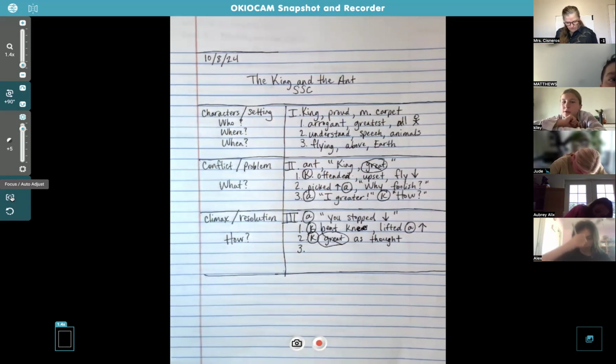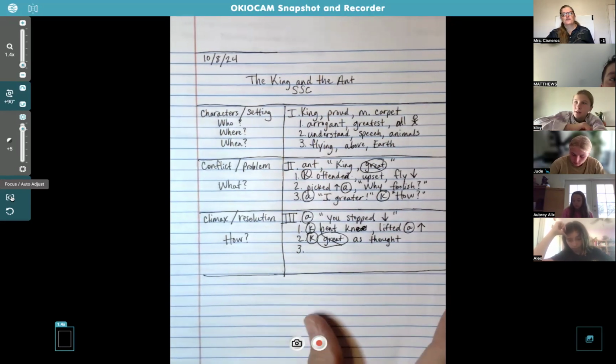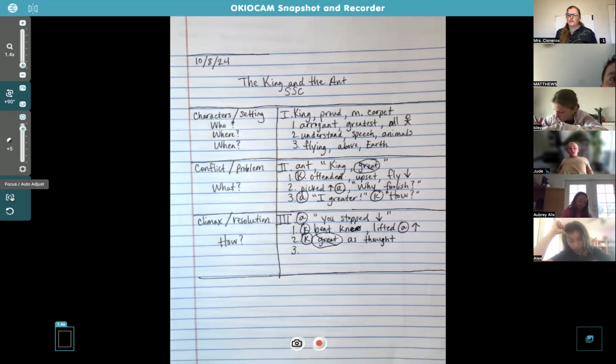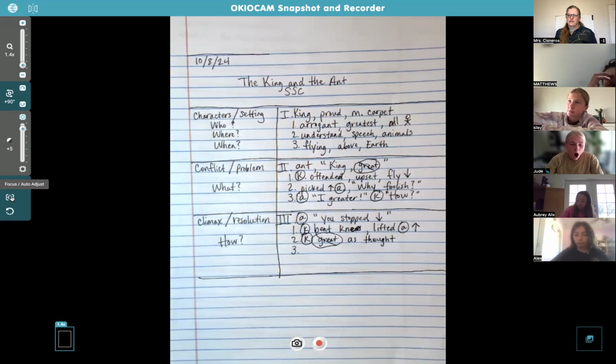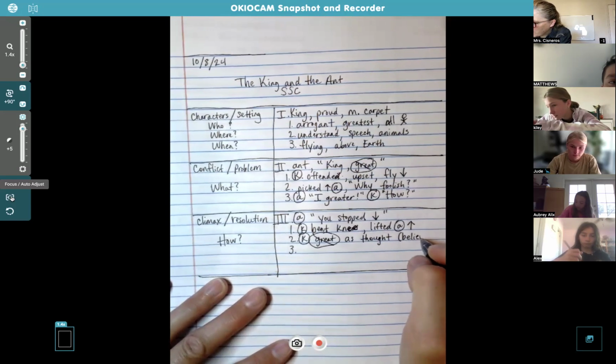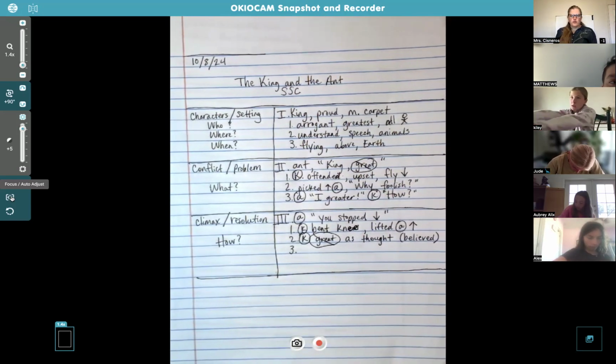Isn't that a banned word? Yes, it is. And it's okay to have a banned word on your story sequence chart, but when you go to write it, pick something different than thought. What could you say instead of thought there? Maybe believed. I'm not as great as I believed I was. That would work. In fact, let's just put in parentheses believed so we can remember not to use thought there. That's just a side note.